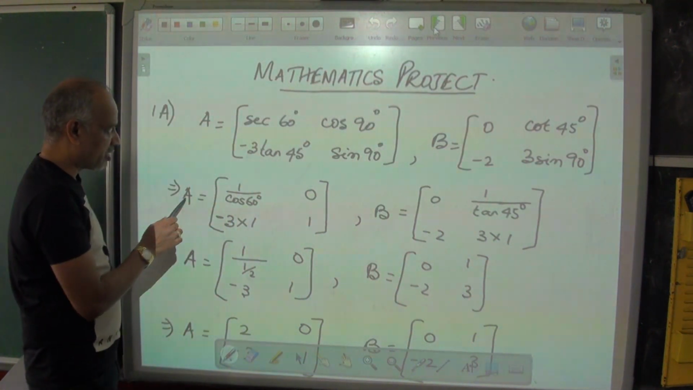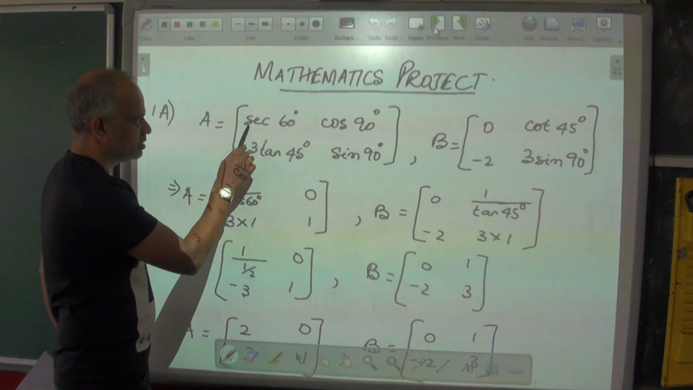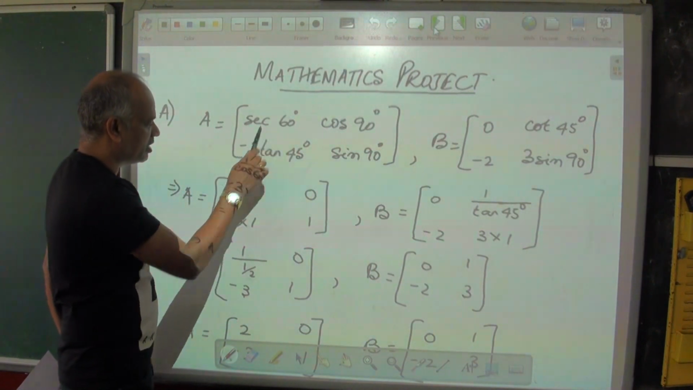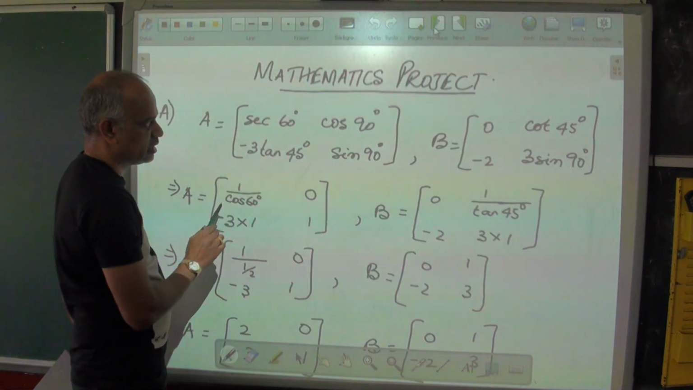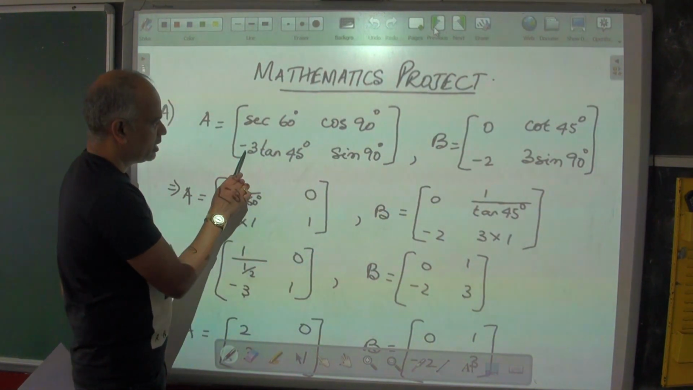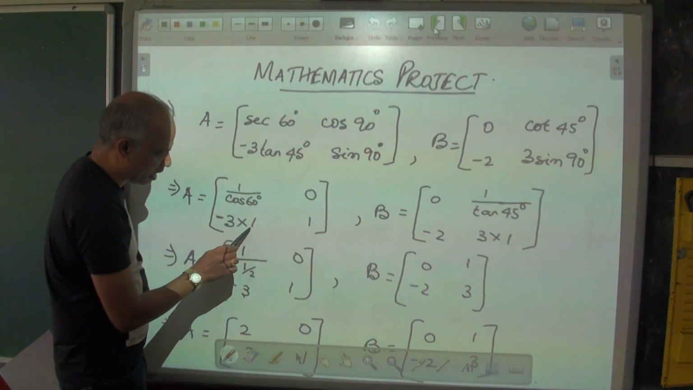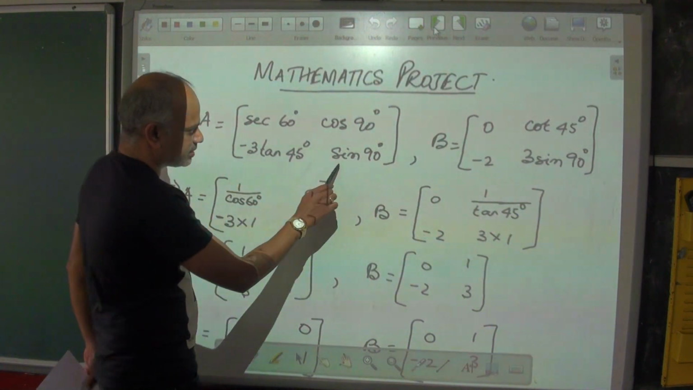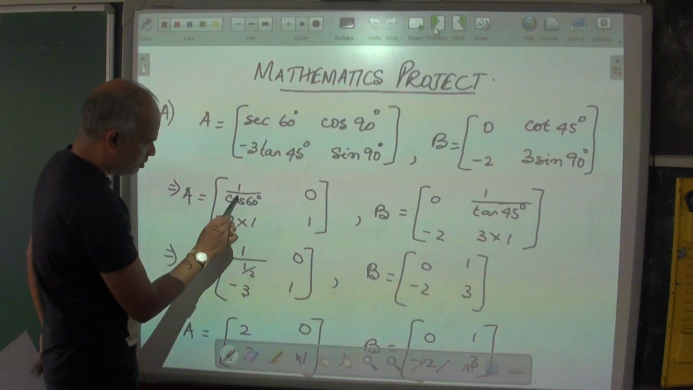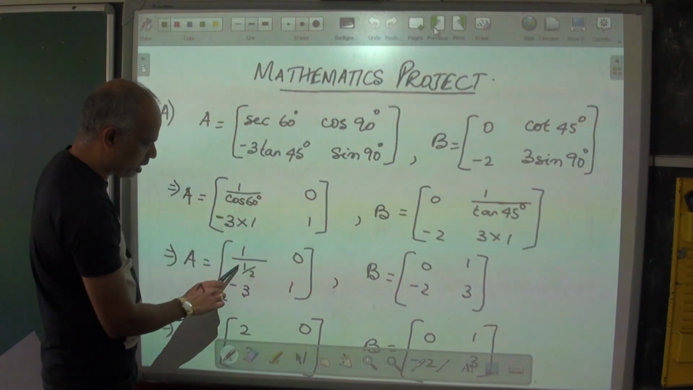So A is a matrix. First element here is secant 60. Secant is reciprocal of cos. So this I have written as 1 by cos 60. Cos 90's value is 0, minus 3 times tan 45's value is 1. So minus 3 into 1. And sin 90's value is 1. Okay. So this value is still not known. Cos 60's value is 1 by 2.